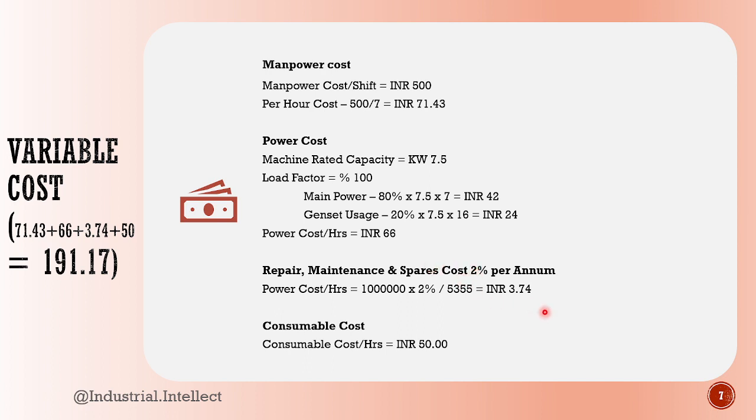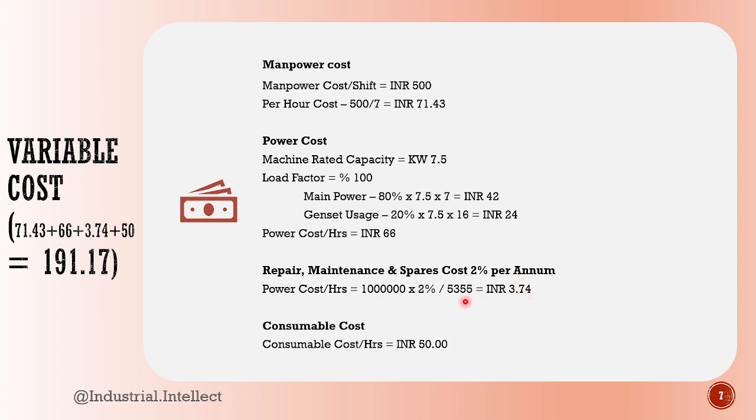Then the repair, maintenance, and spare cost also would be there. So that is 2% per annum. Like the 10 lakhs is the machine cost, then 2%. And then the total cost after dividing with 5355, the total hours available, then the 3.75 is the repair, maintenance, and spare cost.